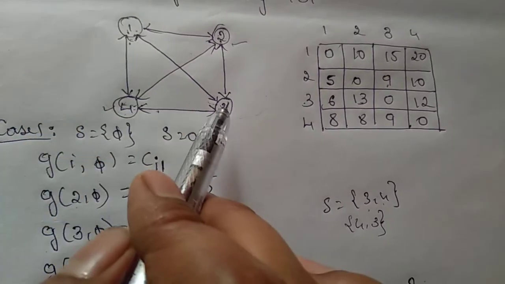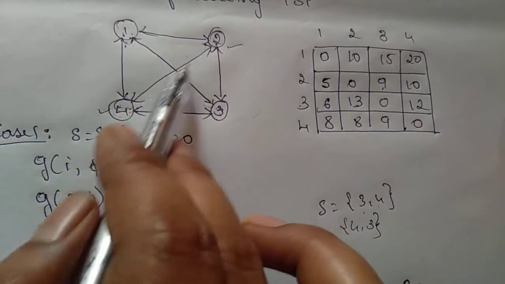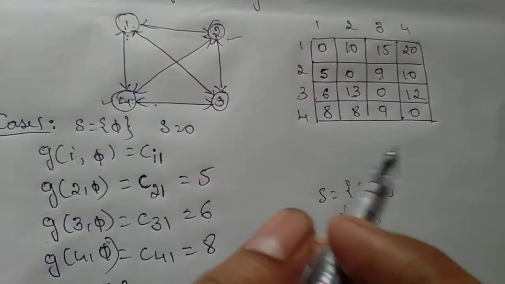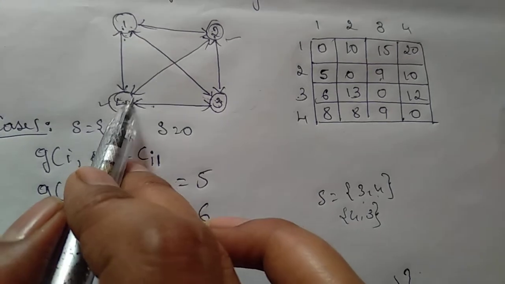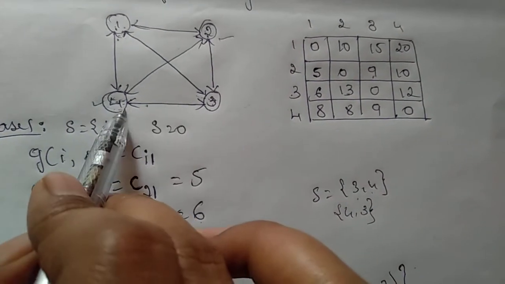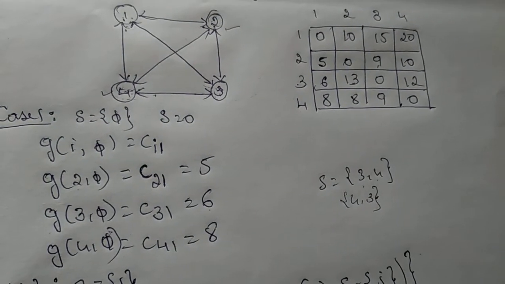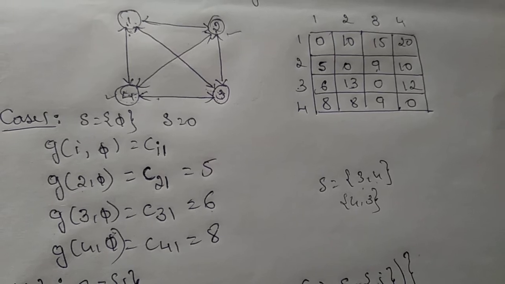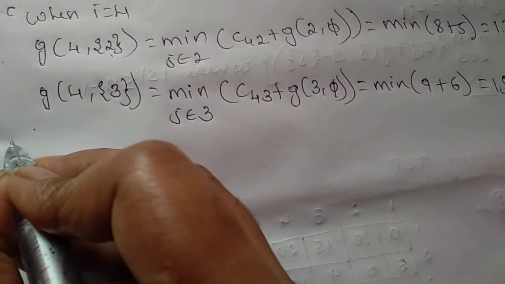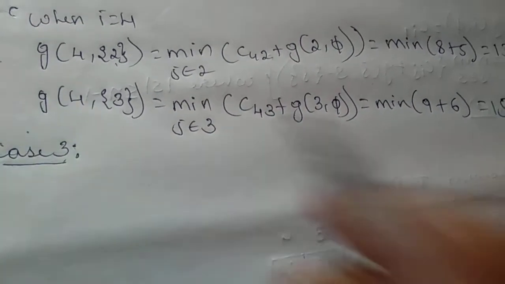In the same way, from 3 it can either go to 2 then 2 to 4, or first it can go to 4, 4 to 2. And from 4 also, first it can go to 2 then to 3, or else first it will go to 3 then to 2. Like this you have to consider. This is case 3. Now let me just see the case 3. Now I'll consider case 3.